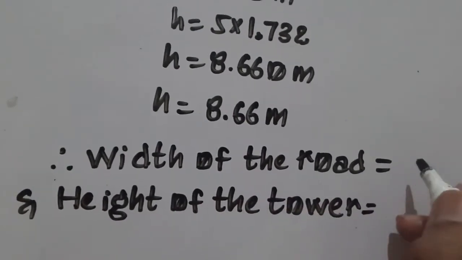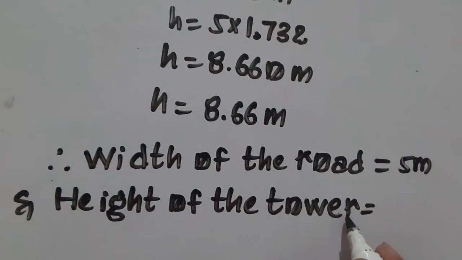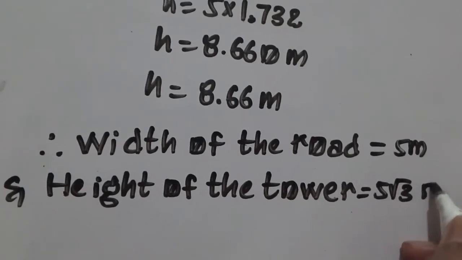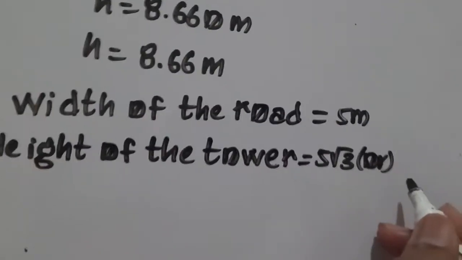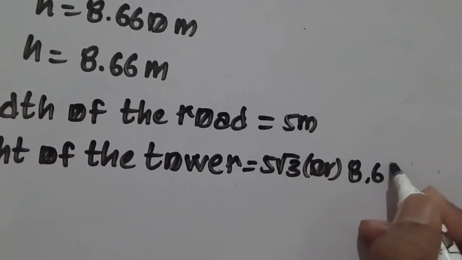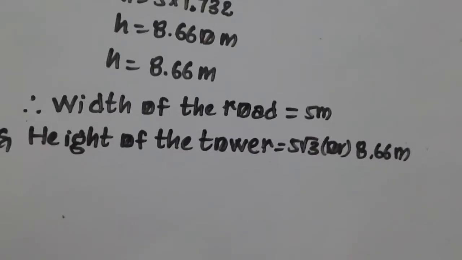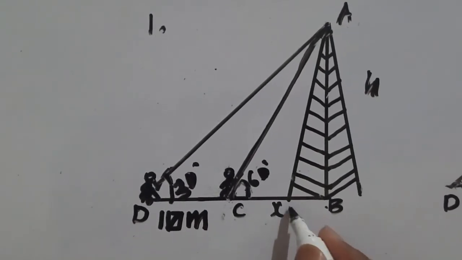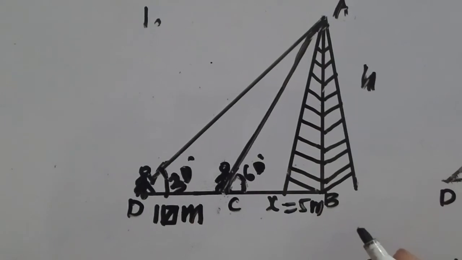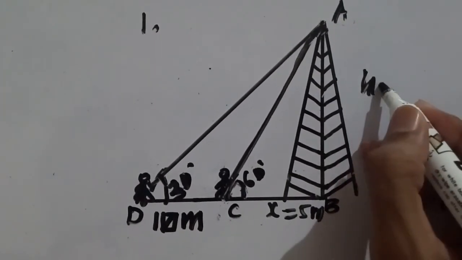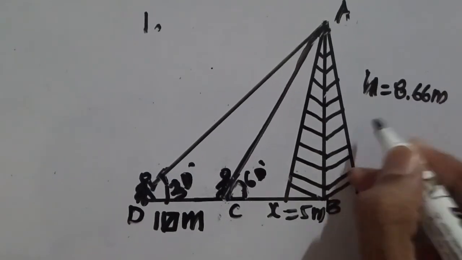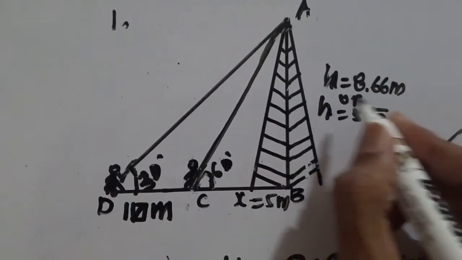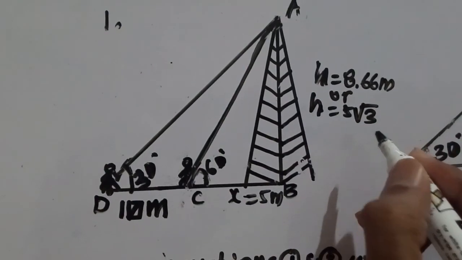Therefore the width of the road is equal to 5 meters and the height of the tower is equal to 5 into root 3, or 8.66 meters. Here the width of the road is equal to 5 meters and the height of the tower is equal to 8.66 meters, or H is equal to 5 into root 3. Hence we proved.